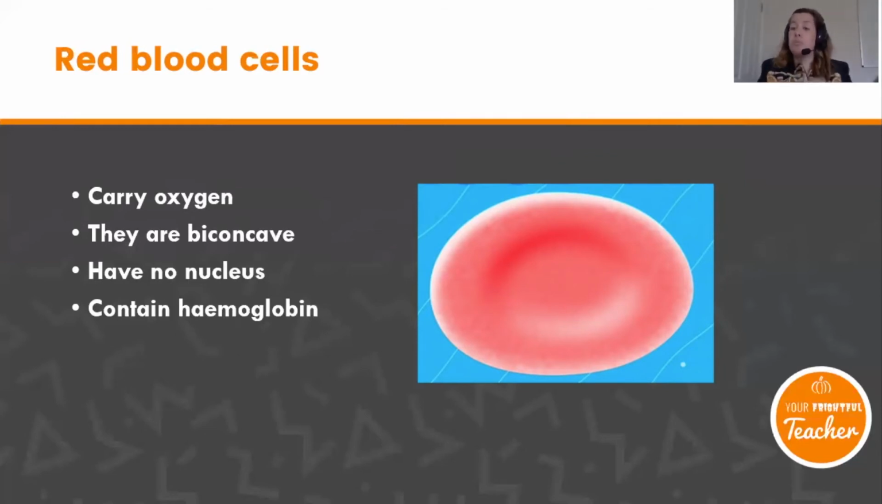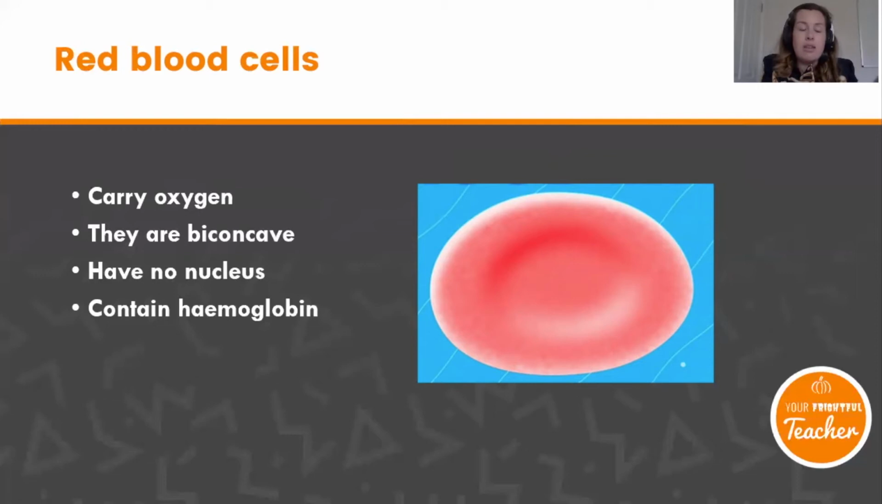Unlike a normal cell, red blood cells don't have a nucleus. So nucleuses contain all the DNA of the cell, but once a stem cell differentiates, turns into a red blood cell, part of that process is getting rid of the nucleus. And that's because the nucleus is quite a big part of a cell. And if you get rid of it, again, there's more room to carry oxygen.